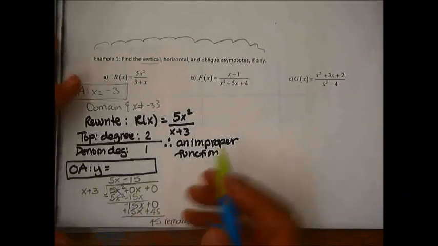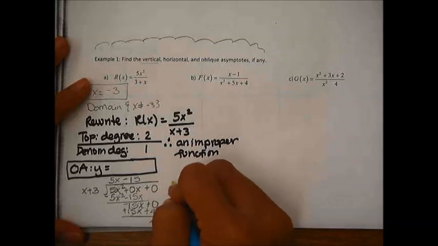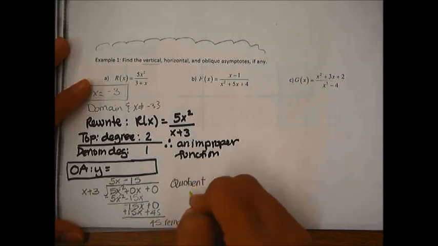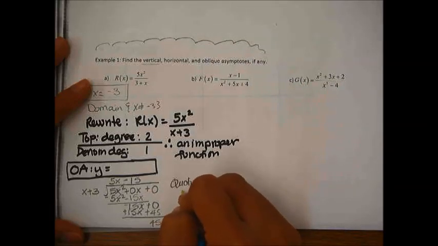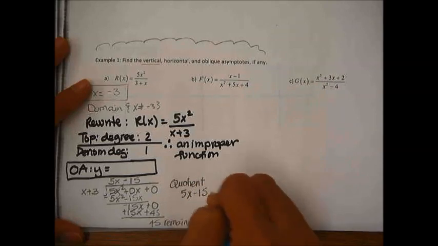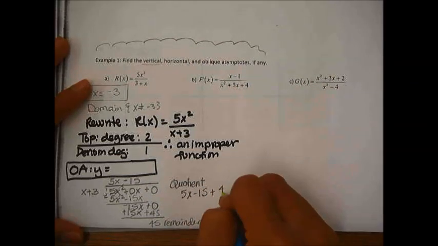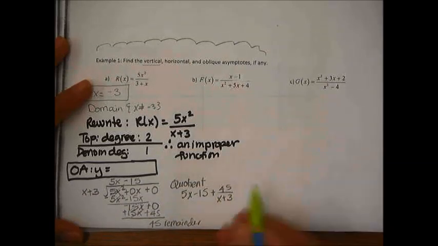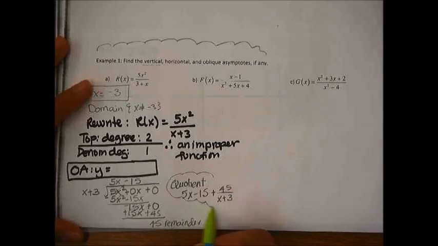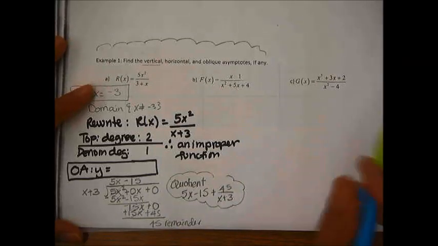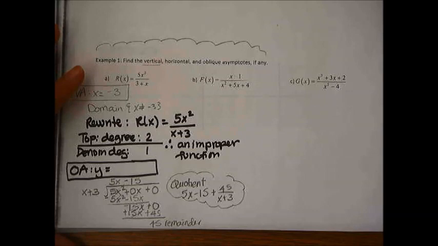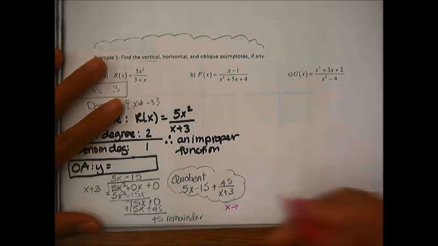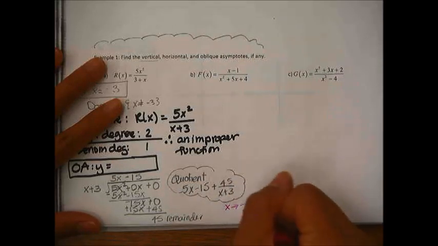So my answer, which is what we call a quotient, the answer to the division problem, is going to be 5x minus 15, and then we have a remainder, which is 45, and we put it over our divisor, which is x plus 3. So this is the quotient, which is the answer to our division problem. But remember, in class, we are always going to assume x approaches a really large number. It can be negative infinity or positive infinity.